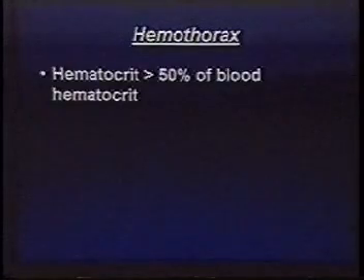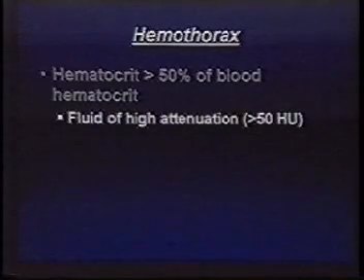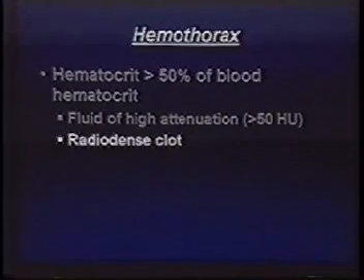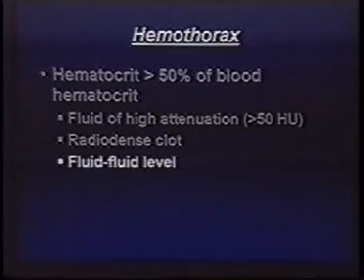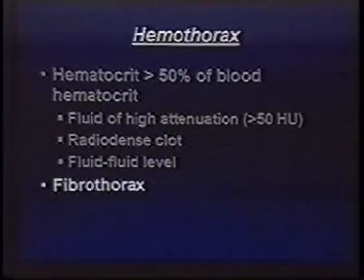Commonly seen in trauma is a hemothorax, which is defined as pleural fluid with a hematocrit level exceeding 50% of blood hematocrit. Radiologically, these are seen as fluid of high attenuation, or those exceeding 50 Hounsfield units, a visually radiodense clot, or fluid or hematocrit level. And these can also develop into fibrothoraces.